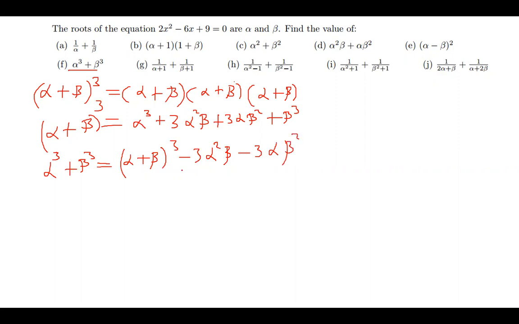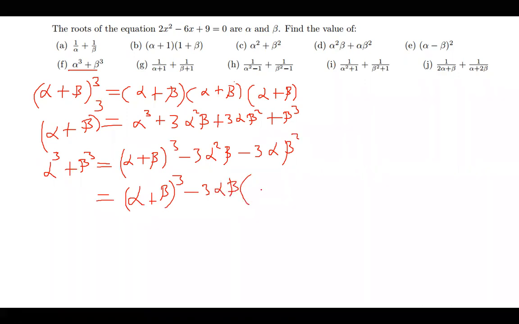Here it's just a matter of factorizing now. It's just as simple as that. If you want, you can replace the values from there. When we factorize this, we're going to have alpha beta outside, and in brackets you're going to have alpha plus beta. This is what you're going to have after factorizing properly. So this is the expression for alpha cubed plus beta cubed.